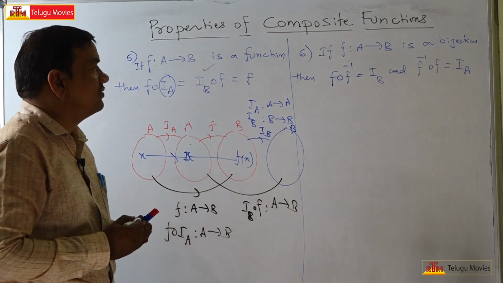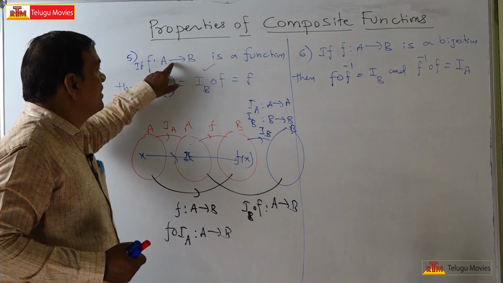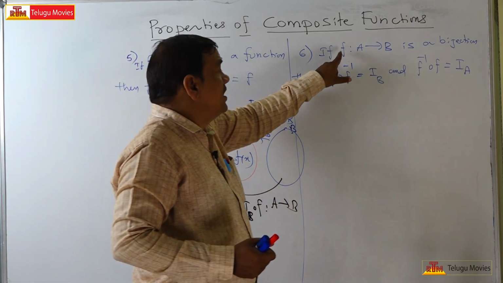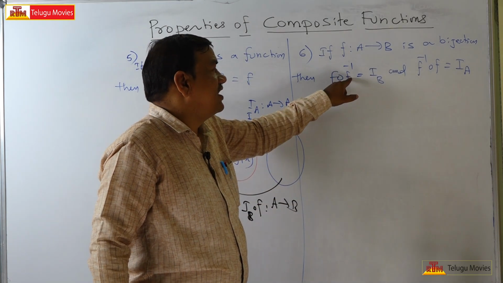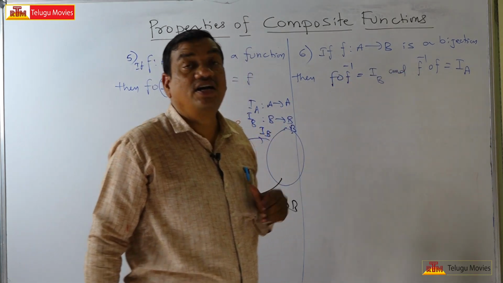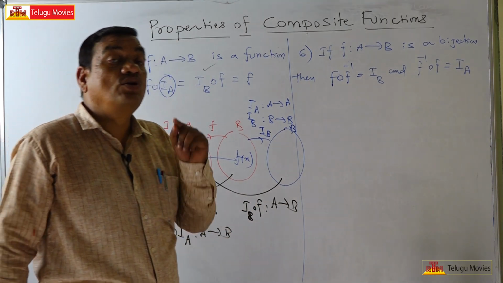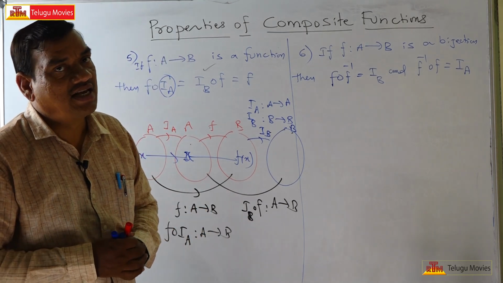Now coming to this, if f from A to B is a bijection, clear here, A to B is an ordinary function, but here he is saying that f from A to B is a bijection. Why is he saying bijection? See here, f inverse is there. Already we explained that if f from A to B is a bijection, then only its inverse exists. In the previous classes I explained this.